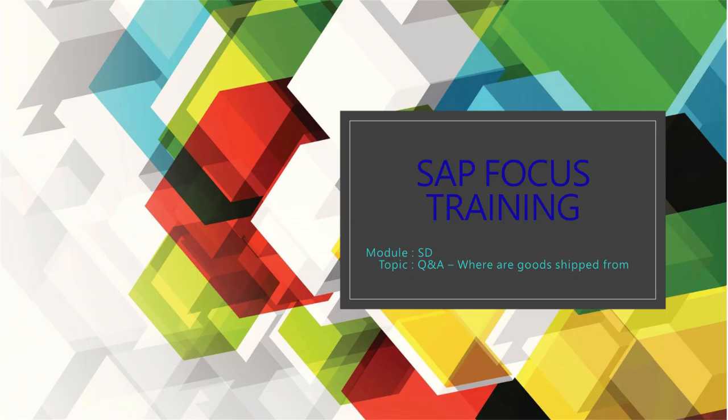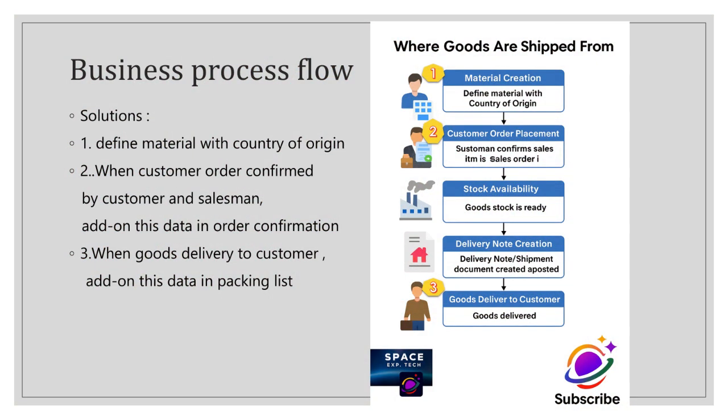We will talk about the solution for where the goods are shipped from in SAP due to US tariffs or other countries' tariffs. When your goods are shipped to the US or another country, place of production information needs to be provided. So let's see how it works in SAP. As you can see in the business process, you can provide this data in material data.